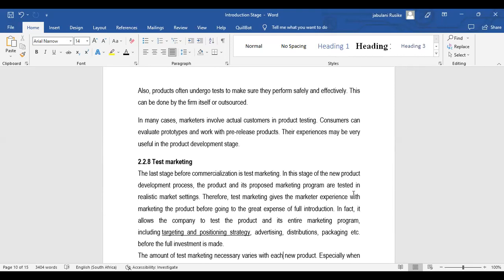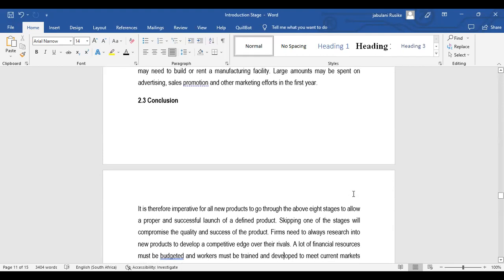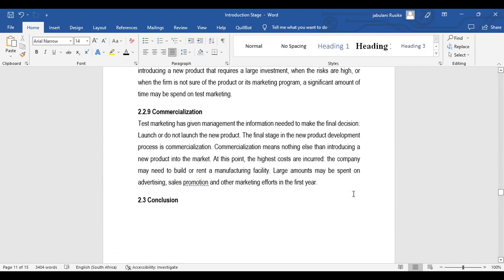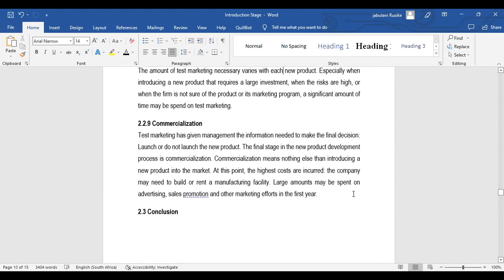So once you have done that, you now go to the final stage of the product development process, which is commercialization. Now, at this stage, you are launching the product, releasing the product into the bigger market. So basically, after you've done your testing, and there are some adjustments that need to be done, and you've done that, you launch your product. You've completed your new product development process.